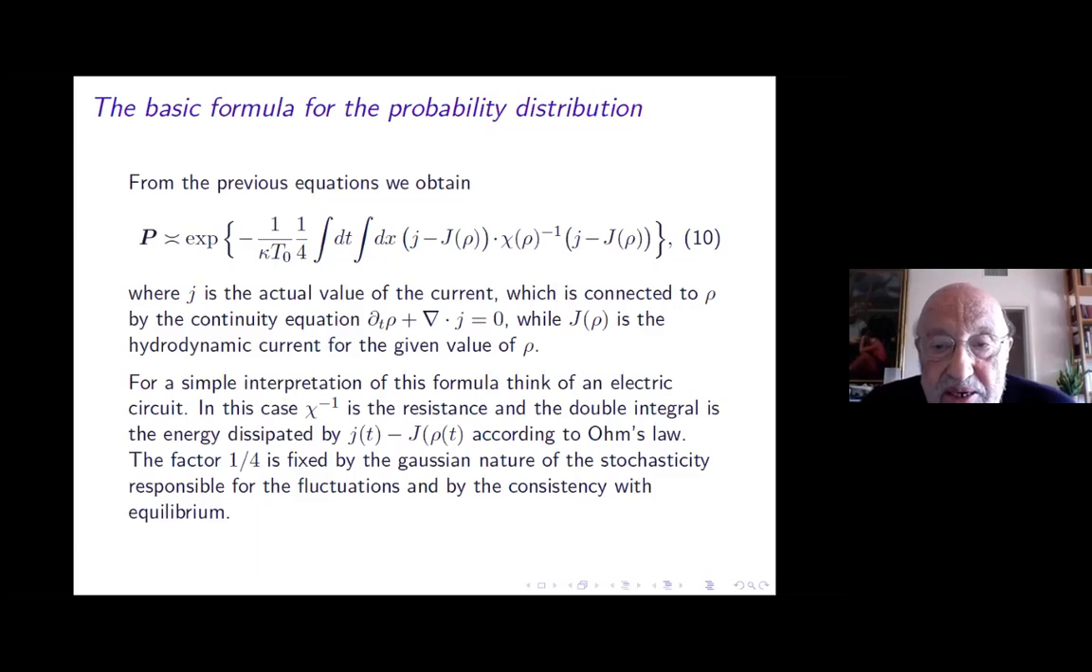And what is interesting is the interpretation of this exponent. You see, read below, think of an electric circuit. In this case, chi minus one is the resistance, and the double integral is the energy dissipated by the fluctuation according to Ohm's law. The factor 1/4 comes from the Gaussian and the equilibrium situation.